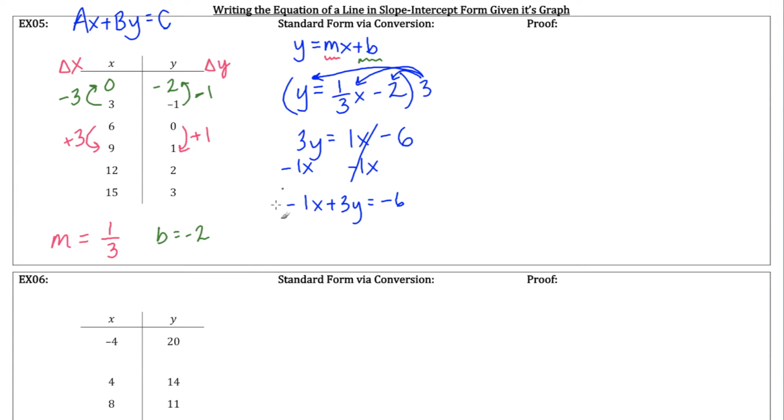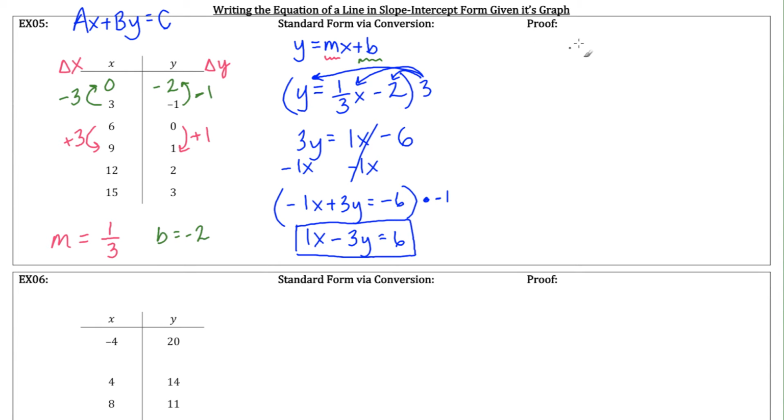This is negative, so I need to multiply everything by negative 1. That looks like an exponent, so I'm just going to do times negative 1. So a negative times a negative is a positive 1x. A negative times a positive is a negative 3y. And a negative times a negative is a positive 6. Okay. So this is my standard form of the line, the equation with these solutions.